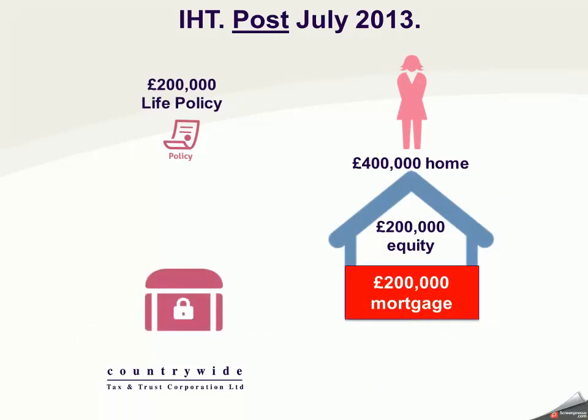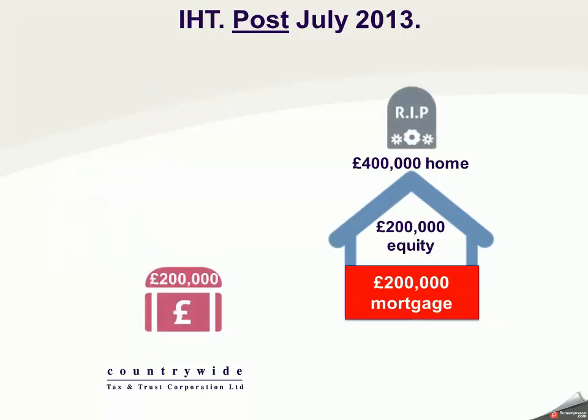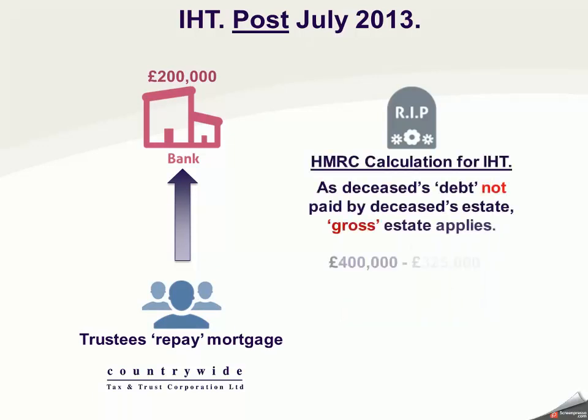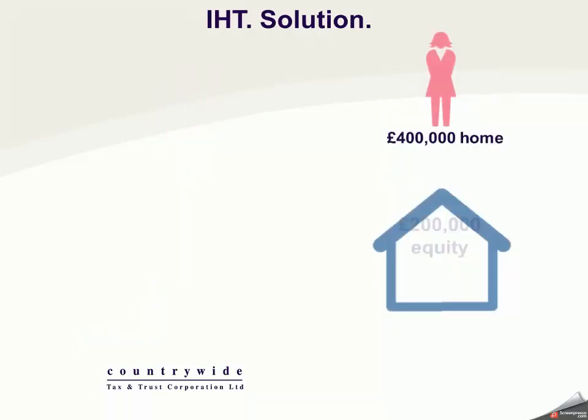So same scenario now, but we're dealing with deaths. The death post 2013, policy in trust, £200,000 equity in the house again. Mrs. dies, policy pays out, trustees do what they do, either pay off direct to the mortgage lender or bank, or to a beneficiary who does so. But now, because that debt hasn't been repaid from the deceased estate, the executors or personal representative of the deceased estate cannot claim it as a debt for IHT purposes. So you end up with a £30,000 IHT bill.